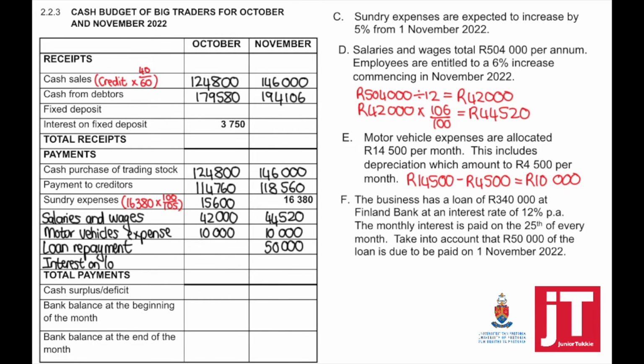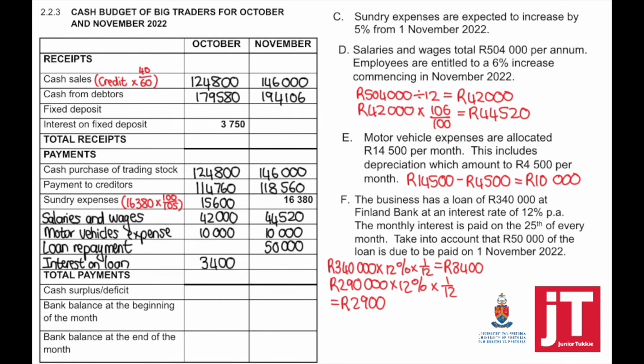So to calculate the interest on loan for October, we have to take 340,000 times 12% times 1 divided by 12. That equals the monthly interest for October. But to find out for November, we're going to pay 50,000 from the 1st of November. So for that month, the loan will be expected to be 290,000 times 12% times 1 divided by 12. So that's the interest on the loan for November.